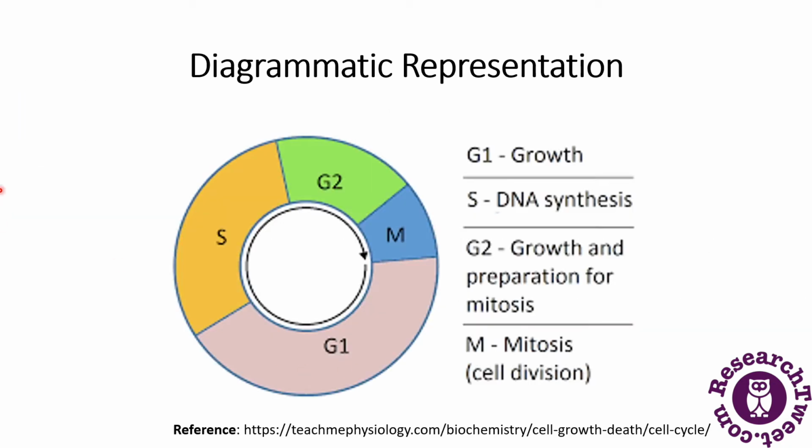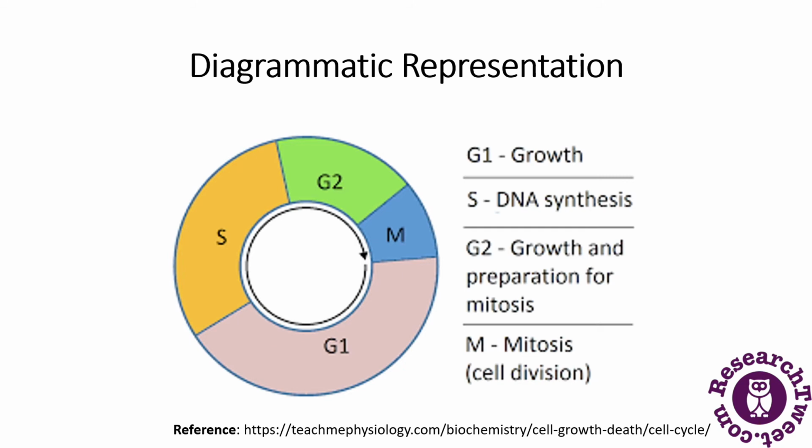Next is the diagrammatic representation. Here what we are showing is there are four phases which are being depicted in the case of cell cycle. So what is happening? There is a G0 phase first, then comes the G1 phase. G1 phase is the growth phase. Then comes the S phase where the DNA synthesis takes place. We have also discussed in the interphase zone only that interphase consists of G1 phase.